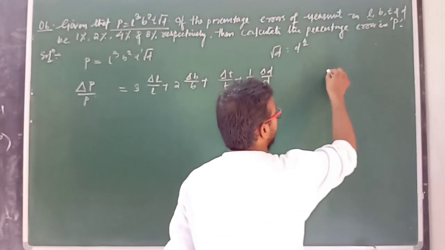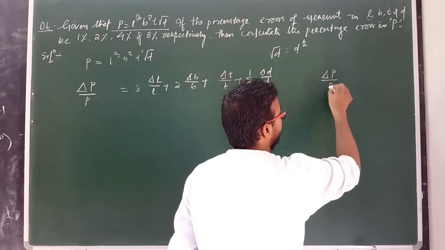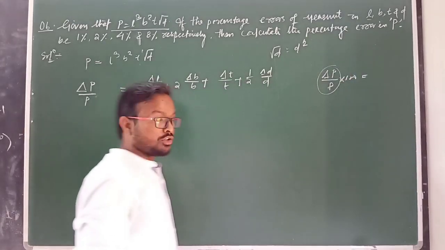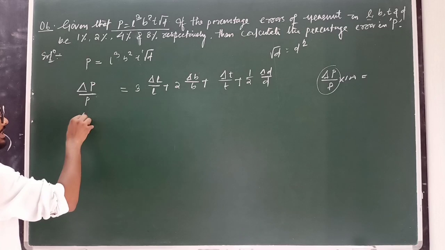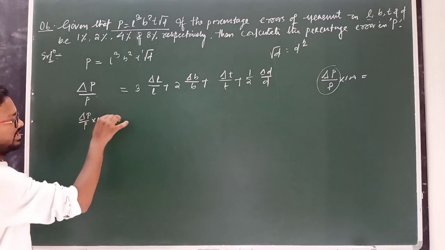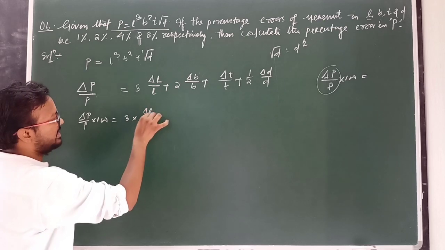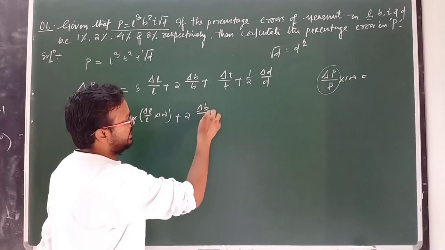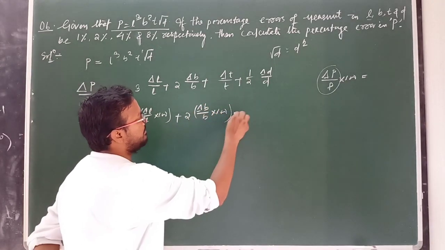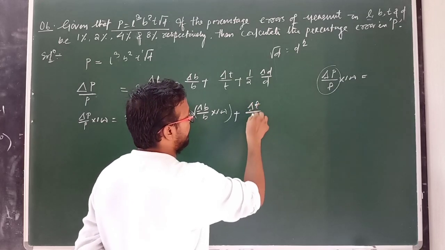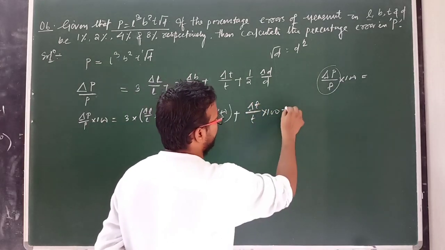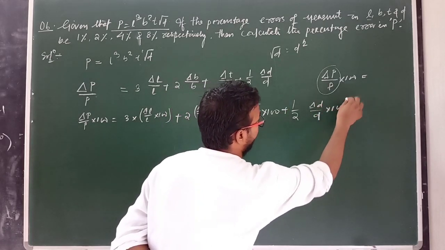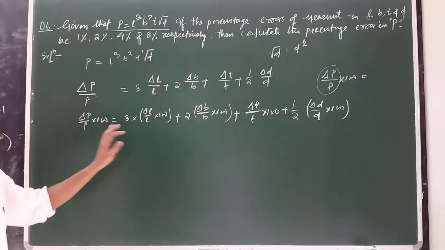So you can write 1 by 2 delta D by D. Okay, so how can we find the percentage error? Because absolute error is delta and relative error is delta P by P. If you multiply by 100, then you will get the percentage error in P. So we can write delta P by P into 100 equal to 3 into delta L by L into 100 plus 2 into delta B by B into 100 plus delta T by T into 100 plus 1 by 2 delta D by D into 100. Clear? So this is the percentage error.